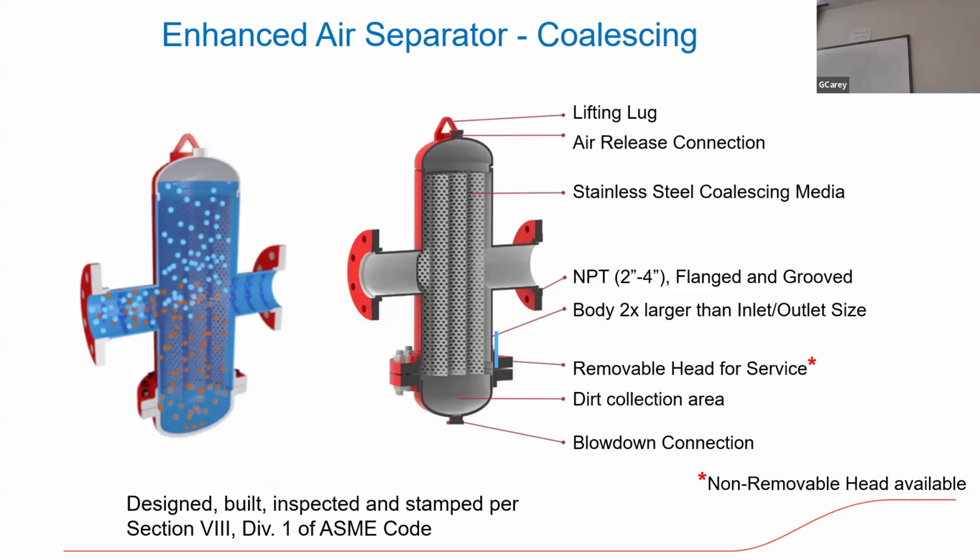Very common, commercially speaking, would be a coalescing air separator, or an enhanced air separator might be another term, but it uses coalescing medium. So what's happening here is we've got all of this surface, the stainless steel fingers and surface area, and they call it stainless steel coalescing media. But it's surface area.